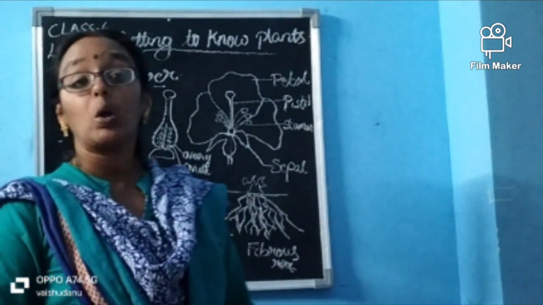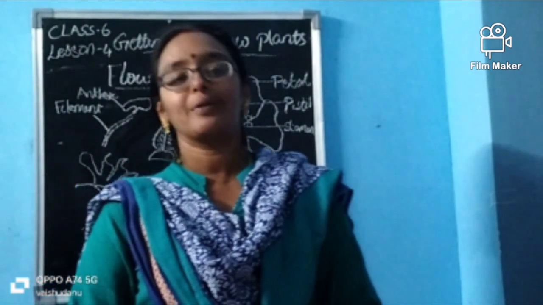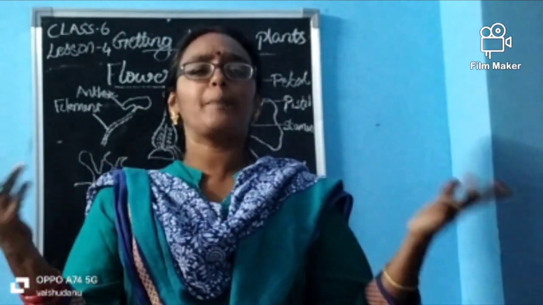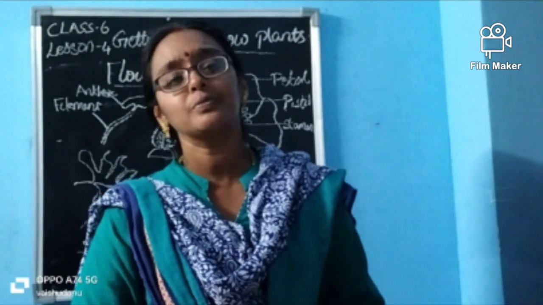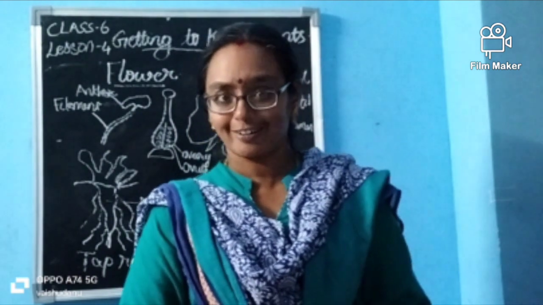Now we are moving to yet another important part, that is the flower. The attractive part of the plant is what? The flower. Why is the flower of the plant attractive? Do you know the reason behind it? There is something in the flower, right?